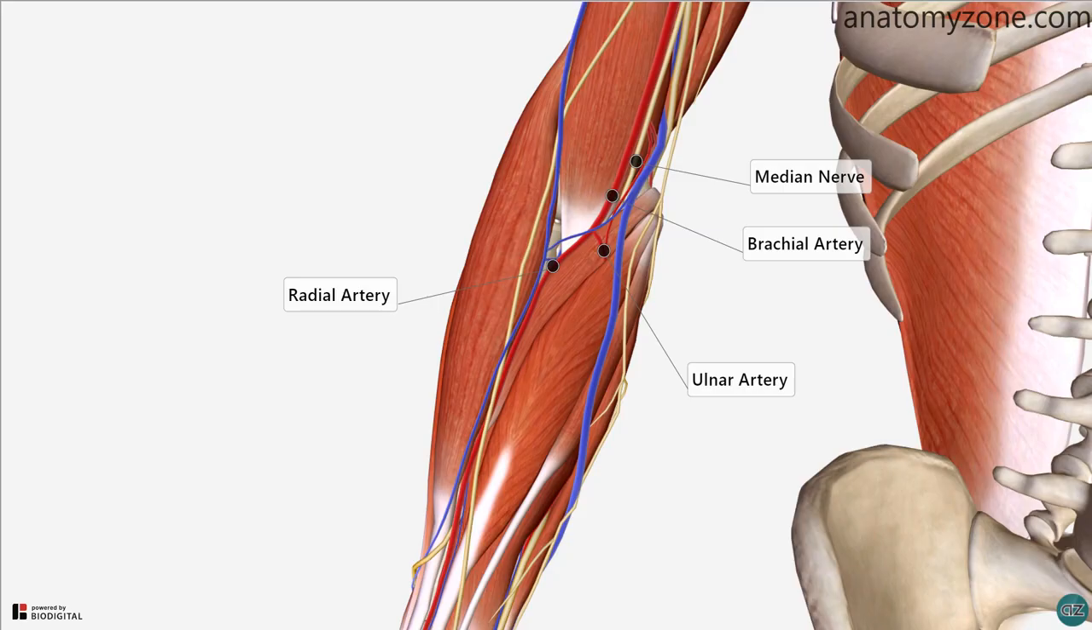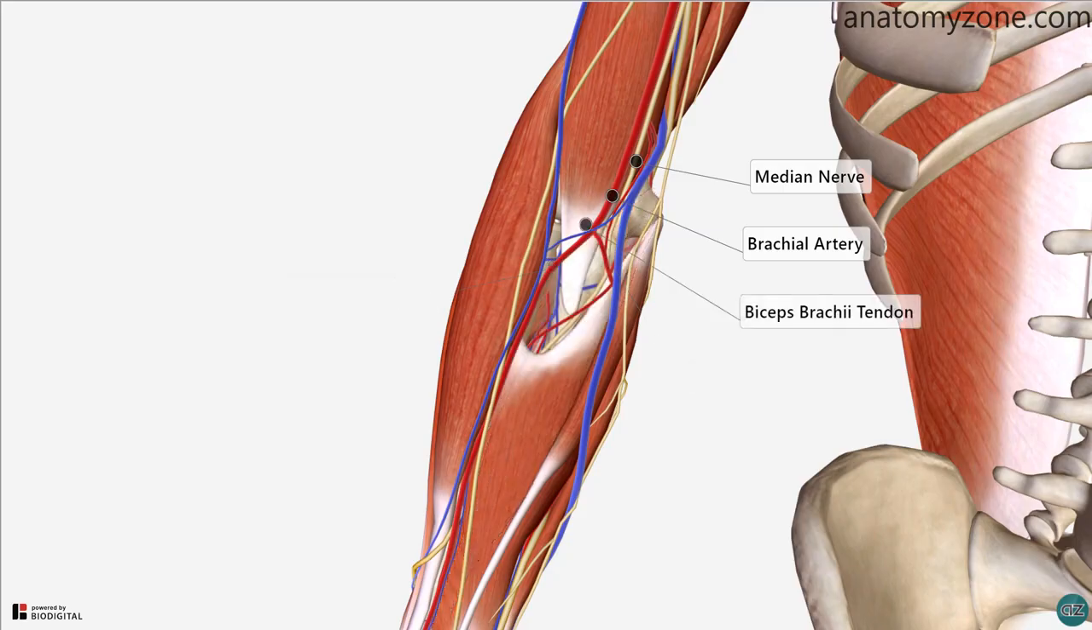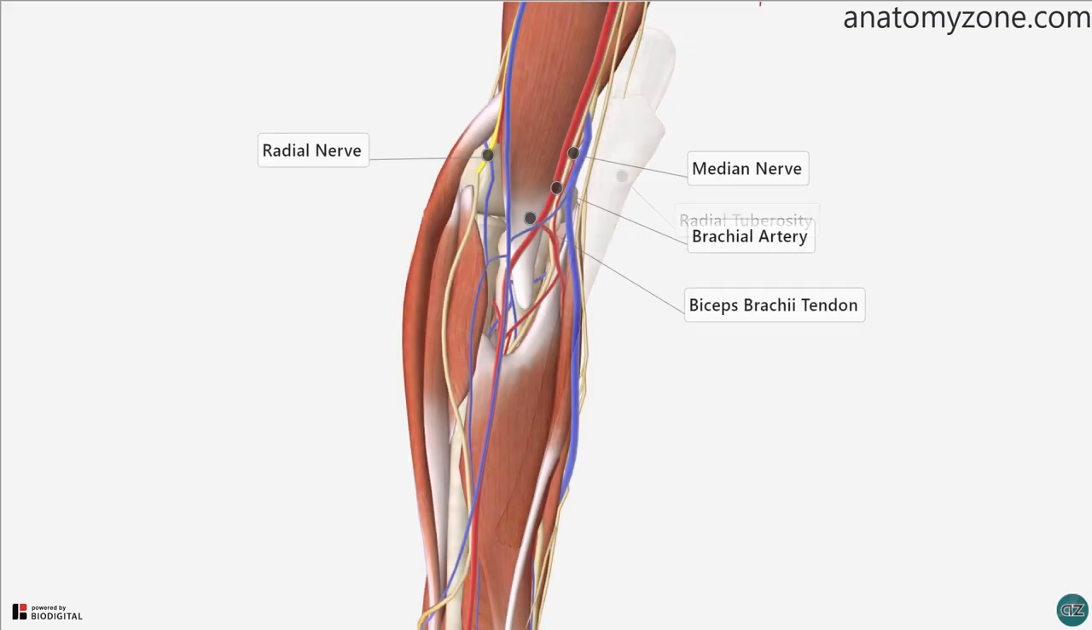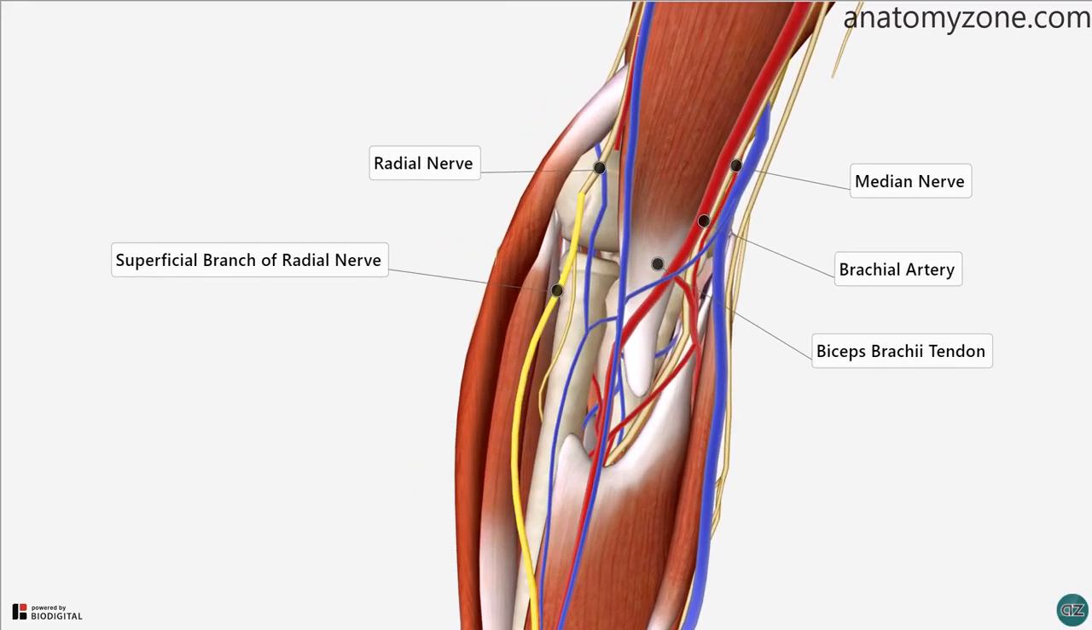The brachial artery branches into the radial artery and the ulnar artery at the apex of the triangle. The biceps brachii tendon passes through the middle of the cubital fossa, attaching to the radial tuberosity. Laterally, we have the radial nerve. This passes under the brachioradialis muscle, where it divides into superficial and deep branches.